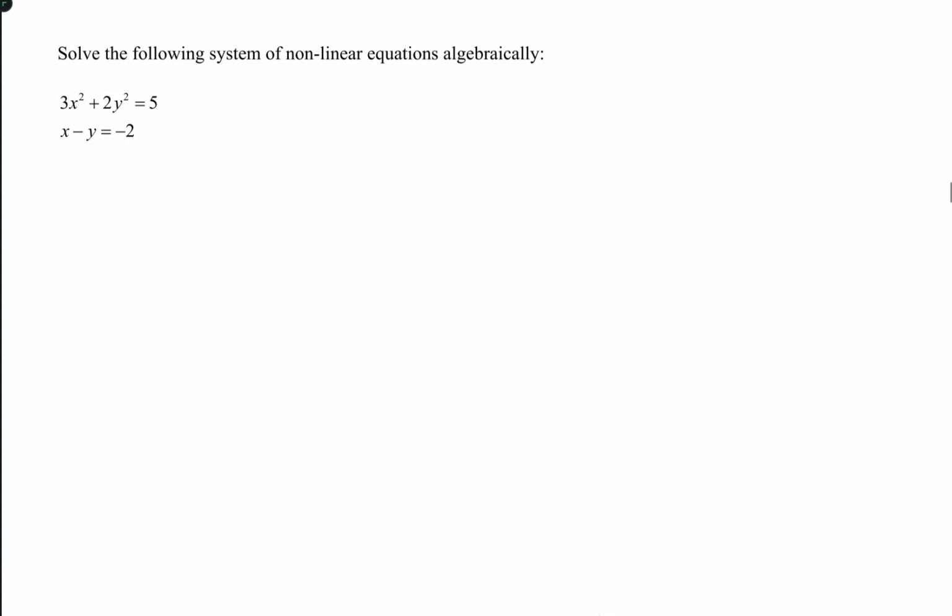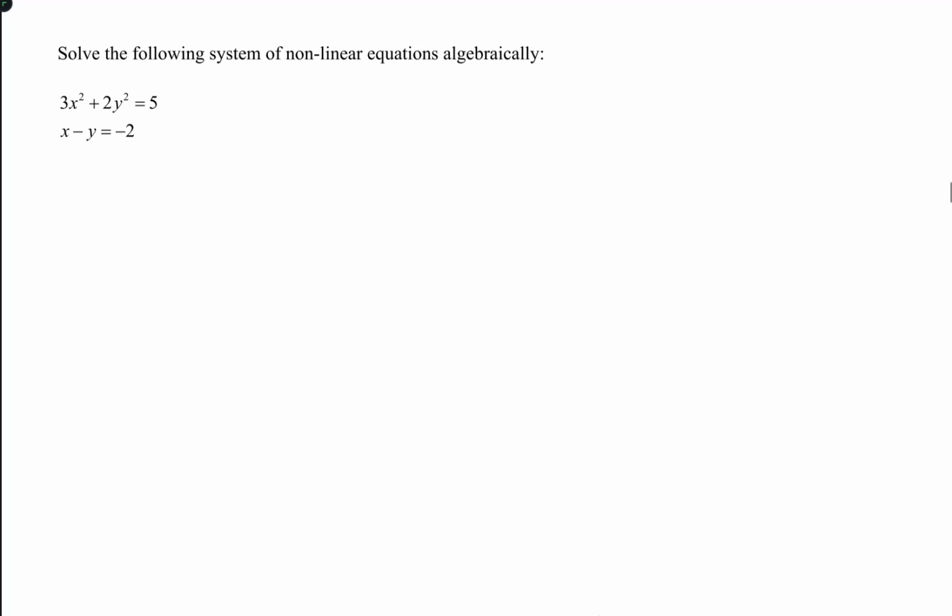Solve the following system of nonlinear equations algebraically. Here we have the system of equations 3x squared plus 2y squared equals 5, and x minus y equals negative 2. Now it's not really important, but the first equation is similar to a circle, but because the coefficients are not equal to one another, it actually makes an ellipse.